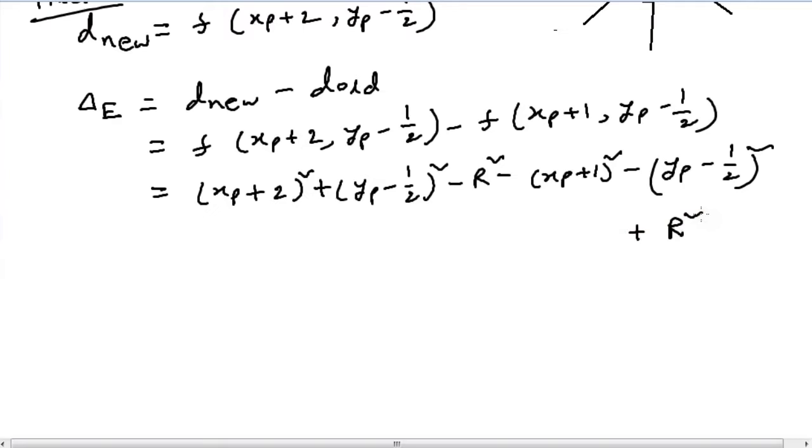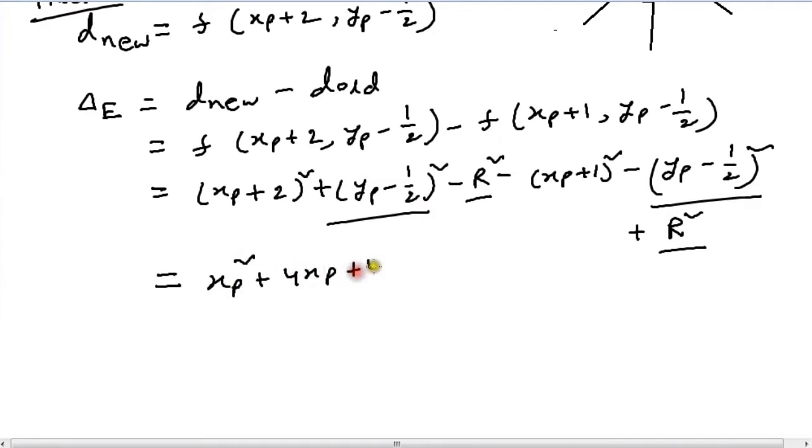Substituting the equation for the circle, x squared plus y squared minus r squared, we can see the r squared and the negative r squared negate each other out. Similarly, the yp minus half whole squared and the negative yp minus half whole squared negate each other out. So all that remains is xp plus 2 whole squared and xp plus 1 whole squared, which gives us xp squared plus 4xp plus 4 minus xp squared minus twice xp minus 2.